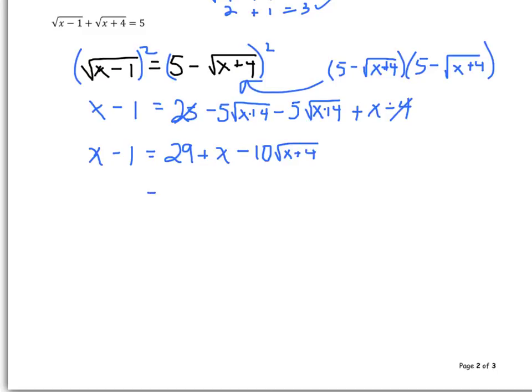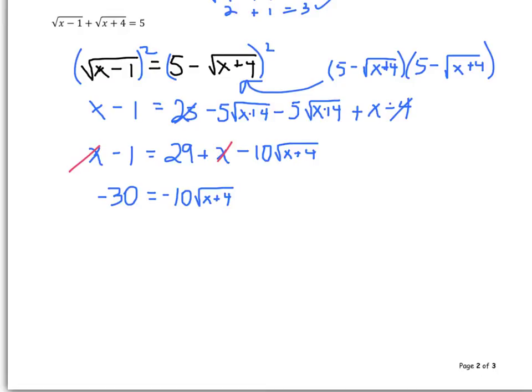Okay, moving things over then, so as to isolate the radical. I'll leave the radical on this side. I'll move the other stuff over. x minus x. Hey, that cancels. And then finally, negative 1 minus 29 gives me negative 30.